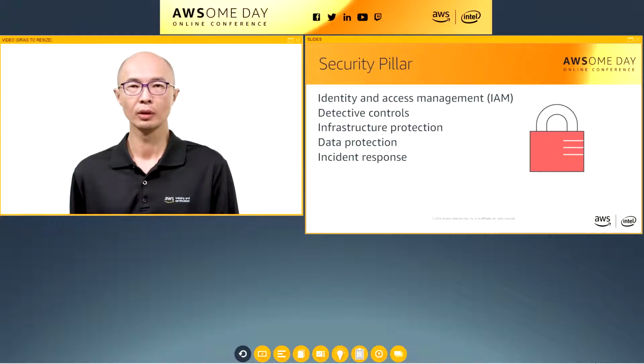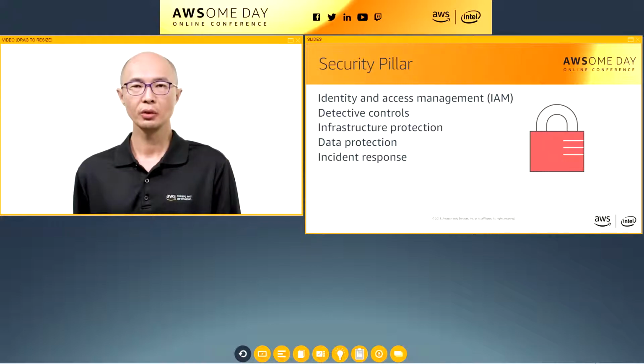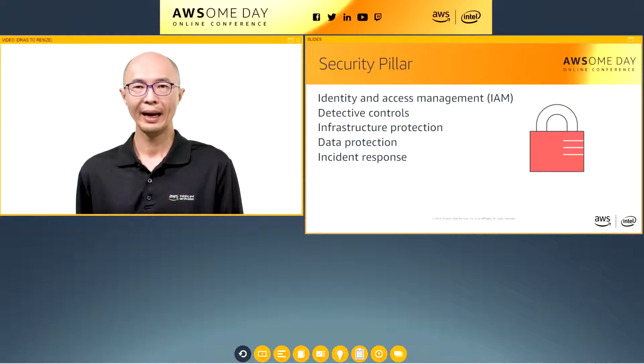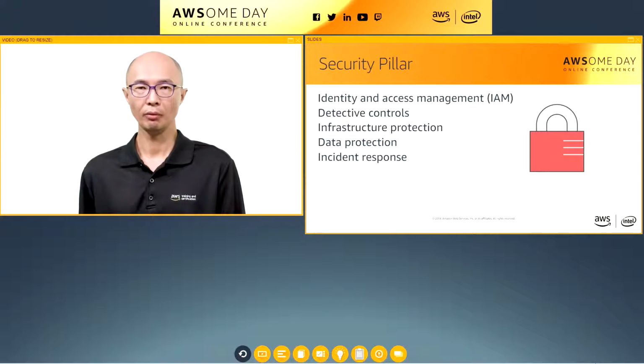Incident response. Even with all the preventive and detective measures, organizations should still create an incident response process to respond to and mitigate any potential security incidents. Incident response is designed to keep your architecture updated to accommodate a timely investigation and recovery.